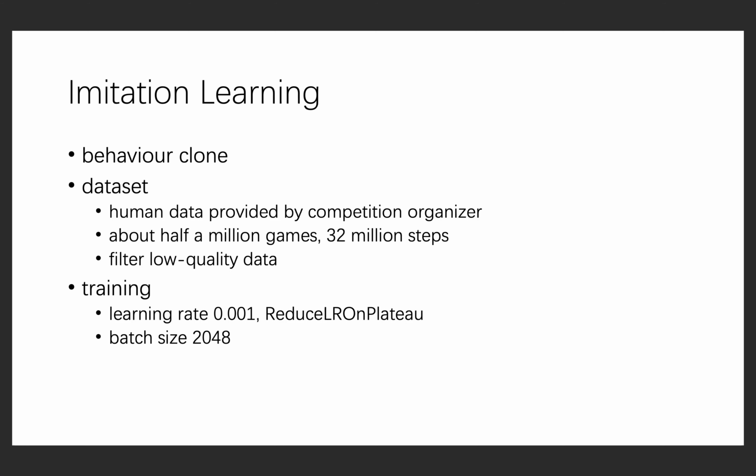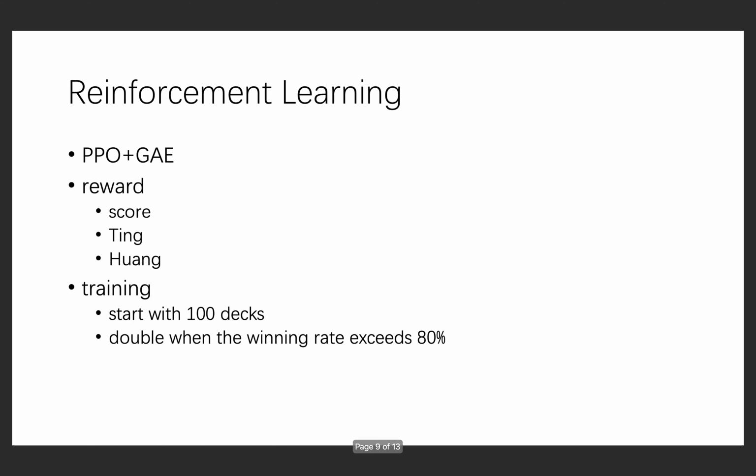And about the training phase, we use a learning rate of 0.001, and we reduce the learning rate on plateau. The batch size we use is 2048.